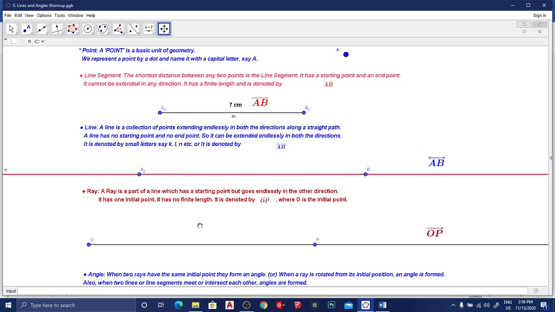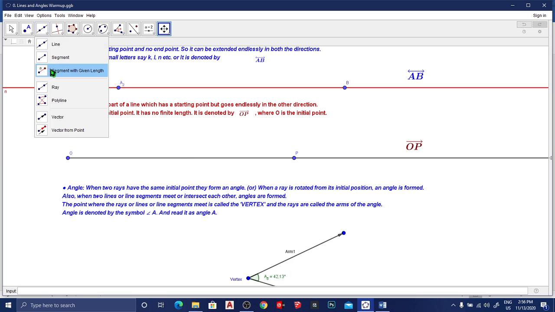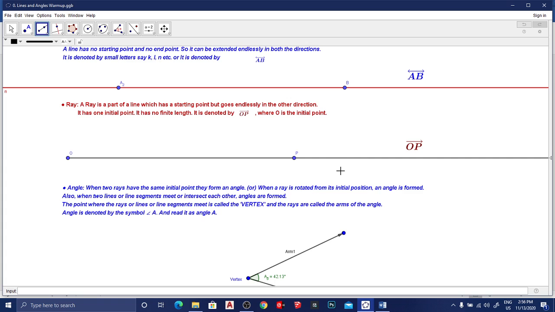Okay, next one is ray. What is the next definition? Ray. A ray is a part of a line which has a starting point. One starting point will be there for any ray, but it goes endlessly in the other direction, either to the right or to the left. Here I have shown a right side ray. You can draw a left side ray also. So I am taking a starting point, and it is going to the left side endlessly like this.